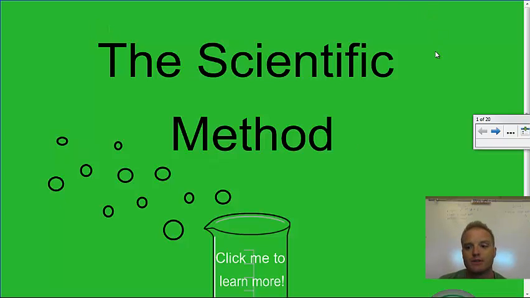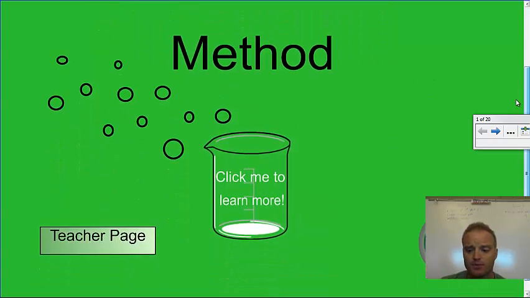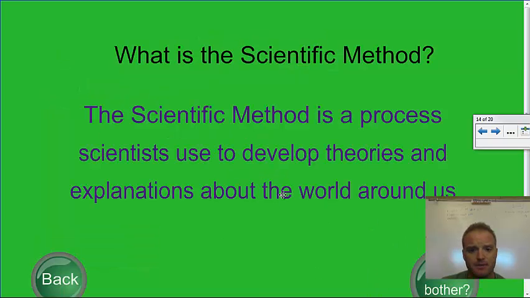So our first topic is the scientific method. There isn't one single scientific method, but more of a general term for how scientists think about the world. So what is the scientific method? The scientific method is a process scientists use to develop theories and explanations about the world around us.